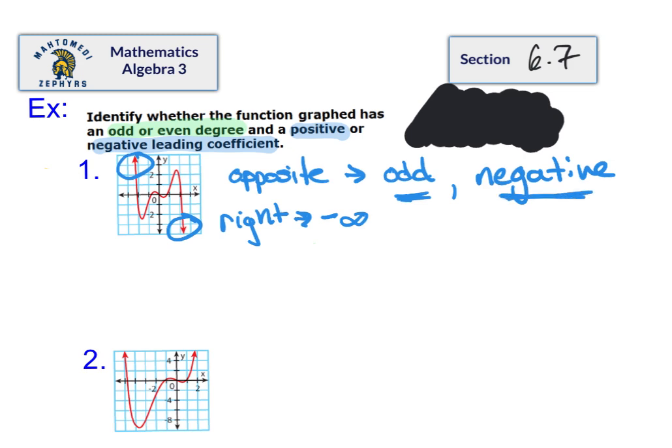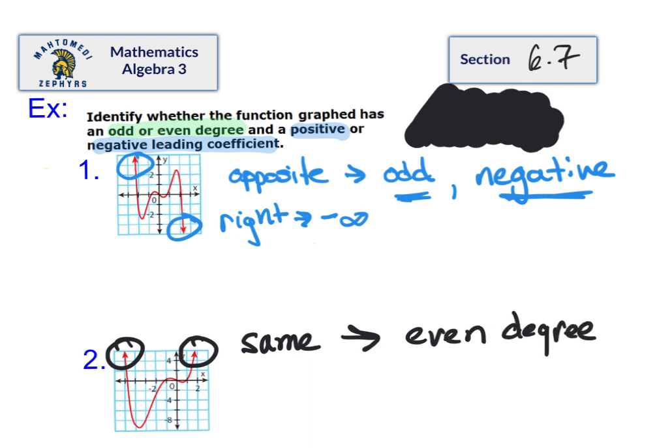Second example, okay, second example. Now notice, as we look at this second graph, if I look at both ends, they are both finishing in the same direction. Therefore, this is an even degree polynomial. And then we investigate what's happening on the right side. On the right side, it's going to positive infinity. So we have a positive leading coefficient.